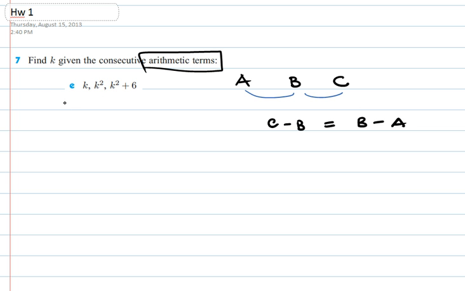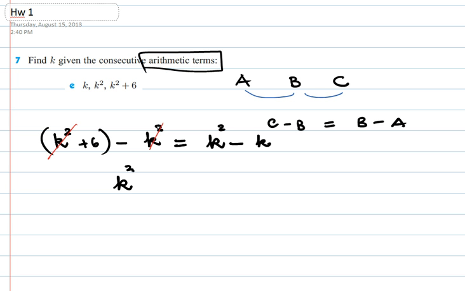And therefore, in this particular case, if we were to use the same rule, then it would mean that k squared plus 6, which is my C in this case, minus k squared, which is my B in this case, is equal to my B, which is k squared, minus my A, which is k. When I rearrange these, after simplifying, the k squared, of course, would disappear. And then rearranging these, I should get k squared minus k minus 6 equals 0, which becomes a quadratic.